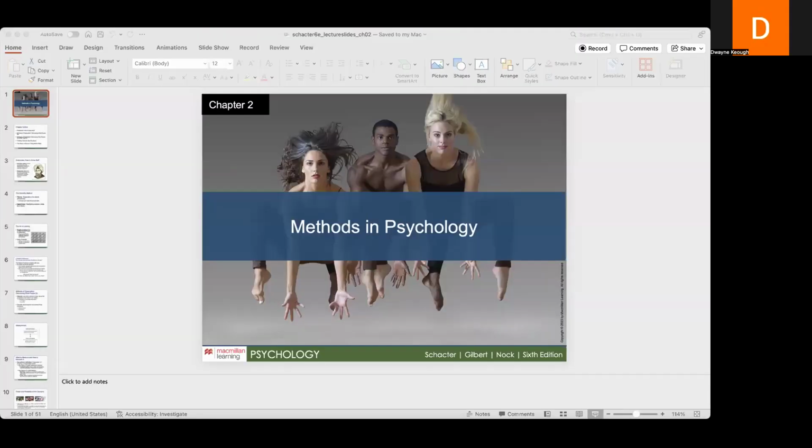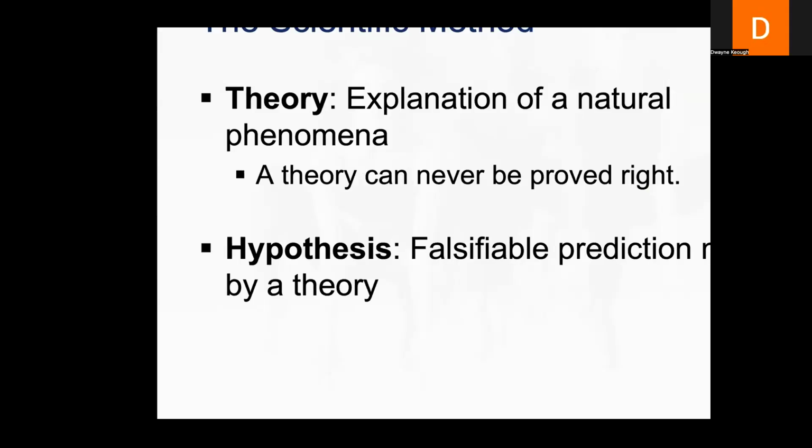When we think about the things we see in the world, it's not uncommon to think about a hypothesis, which is really a falsifiable prediction made by a theory. So a theory is an explanation of a natural phenomenon. A theory can never be proved right, but it's our best guess as to what is going on.